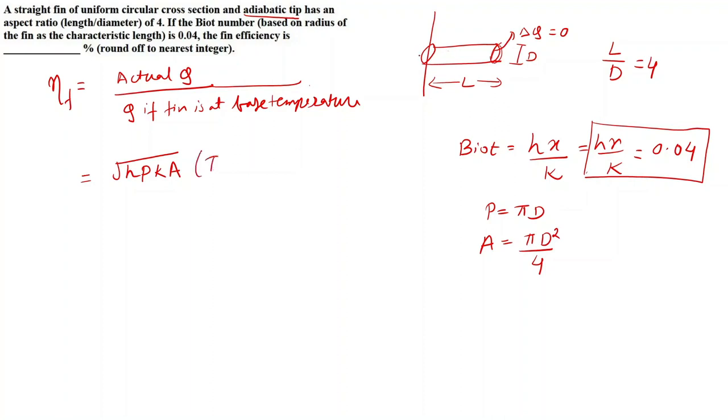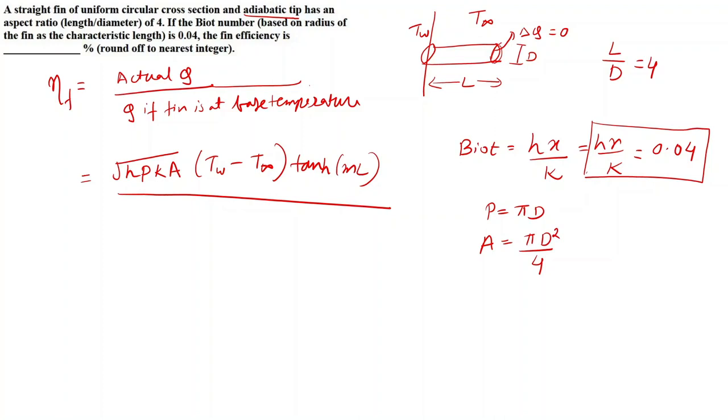Then the temperature difference. If my wall temperature is T_W and the ambient temperature is T infinity, then we can write it as T_W minus T infinity, and then we have a factor of tanh(mL). You have to remember this formula for any fin: under root of hPkA, then the temperature difference, and tanh(mL). So this is my heat transferred in presence of the fin.